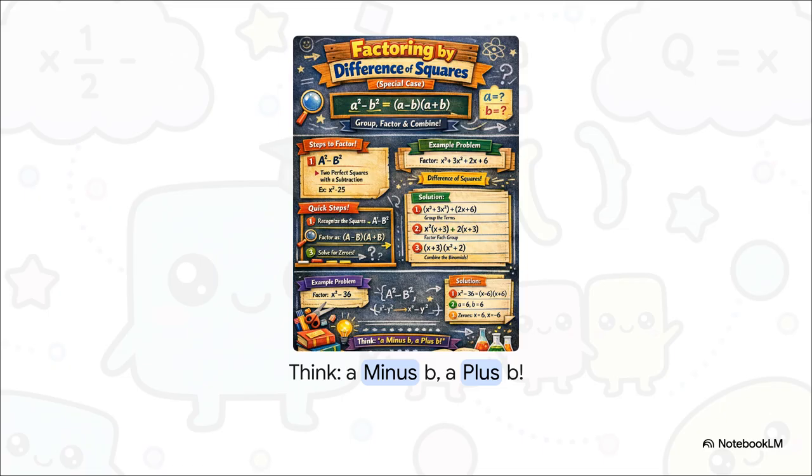So when you see a problem with just two terms and both are perfect squares separated by a subtraction sign, something like x squared minus 36, you don't need any complex formulas at all. Just remember our catchphrase, a minus b, a plus b. The square root of x squared is x, and the square root of 36 is 6. You instantly write out your factors, x minus 6 times x plus 6. It really is that fast. If you spot the visual pattern, you can solve the problem in literal seconds.